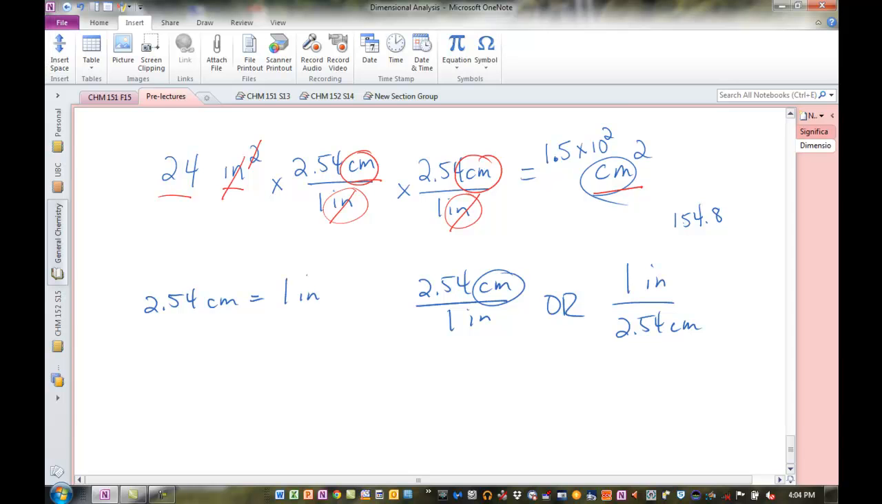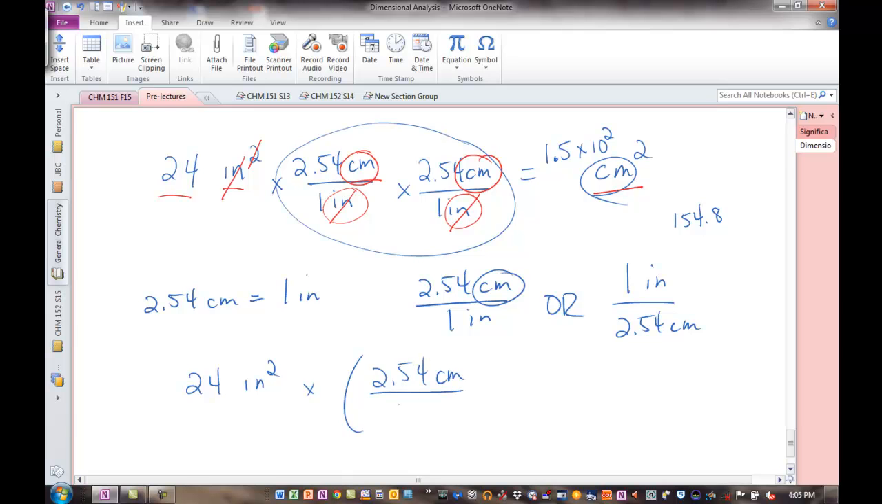Now, how would we actually write this when we become better at doing this conversion? We actually wouldn't have to write this conversion twice. We would simply go 24 inches squared times 2.54 centimeters per 1 inch, quantity squared, and then get our answer. But be careful. When we have that squared term there, we are not only squaring the units, but we also have to square that 2.54. All right? So it's very easy to forget to square the number within that parentheses, but be careful. We're actually squaring the 1 as well, but 1 squared is just 1.